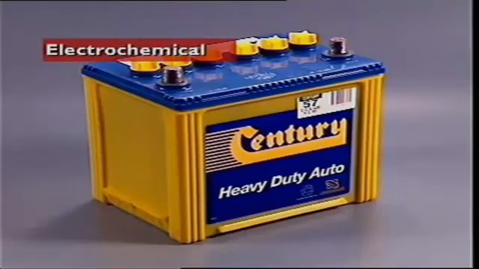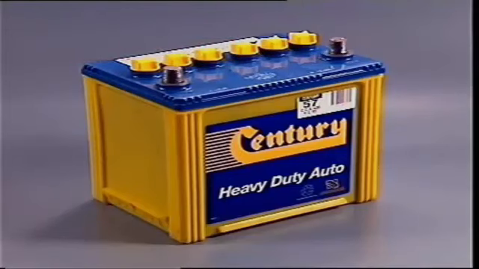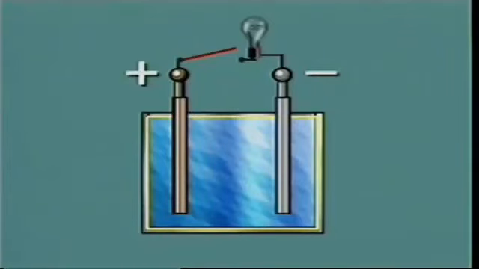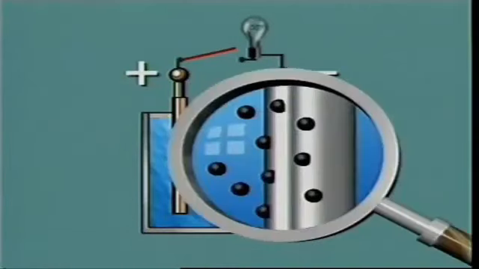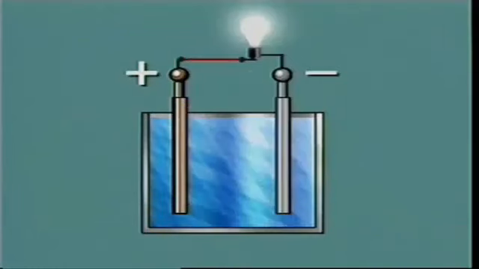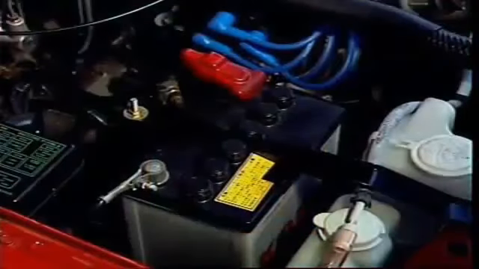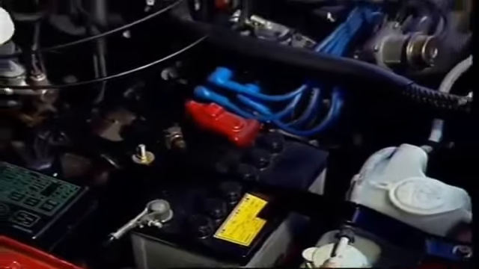This section examines producing electrical energy from chemical energy. When 2 dissimilar metals are immersed in a conducting liquid called an electrolyte, the breakdown of chemicals into charged particles, called ions, results in a flow of electricity. The process is called electrolysis. It is applied in the standard lead-acid battery used in most vehicles.